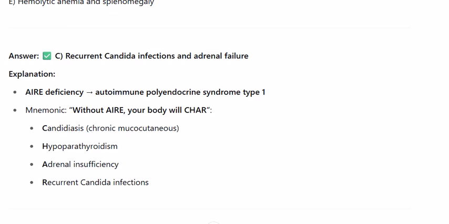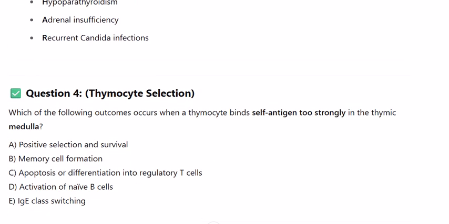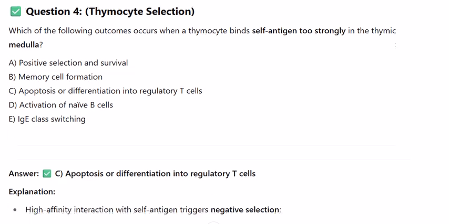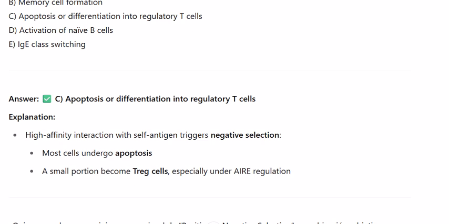Question 4. Thymocyte selection. Which of the following outcomes occurs when a thymocyte binds self-antigen too strongly in the thymic medulla? A. Positive selection and survival, B. Memory cell formation, C. Apoptosis or differentiation into regulatory T cells, D. Activation of naive B cells, E. IgE class switching. Answer: C. Apoptosis or differentiation into regulatory T cells. Explanation: High affinity interaction with self-antigen triggers negative selection. Most cells undergo apoptosis. A small portion become Treg cells, especially under AIRE regulation.